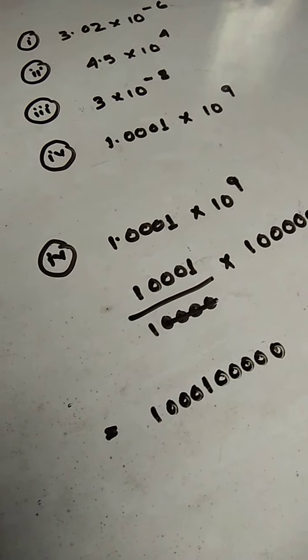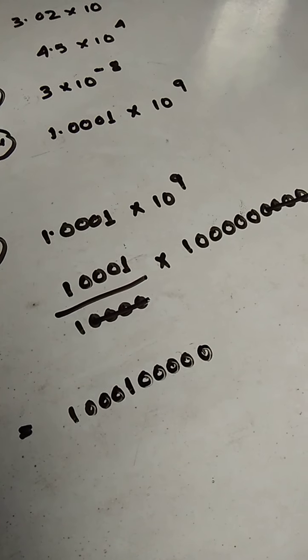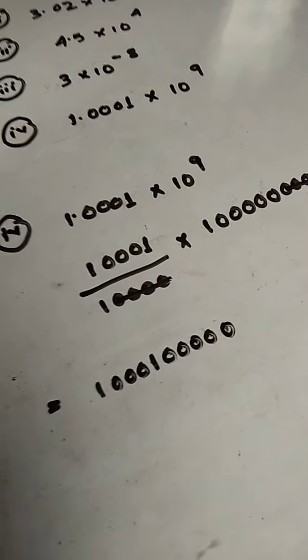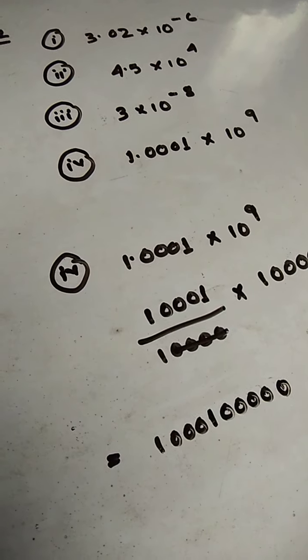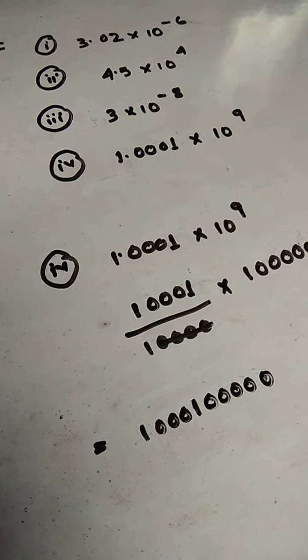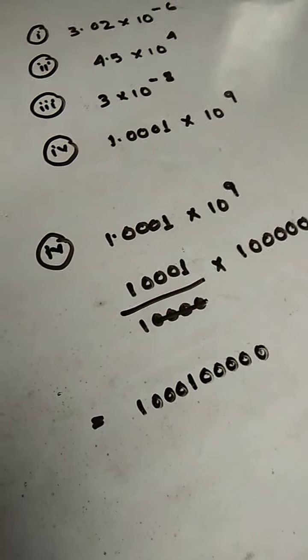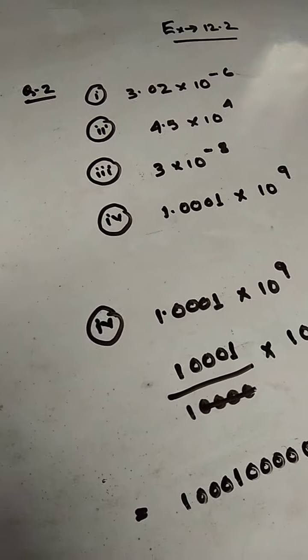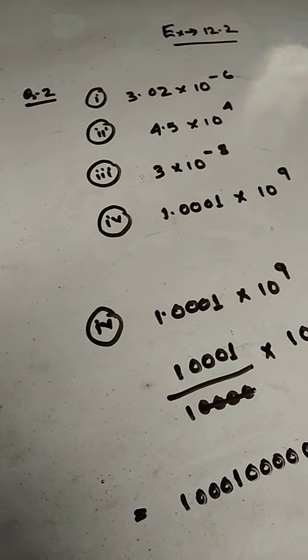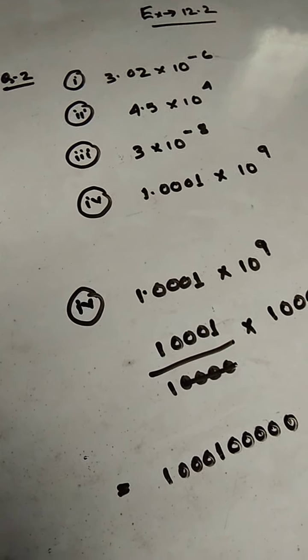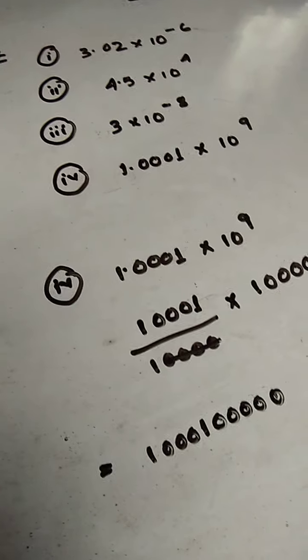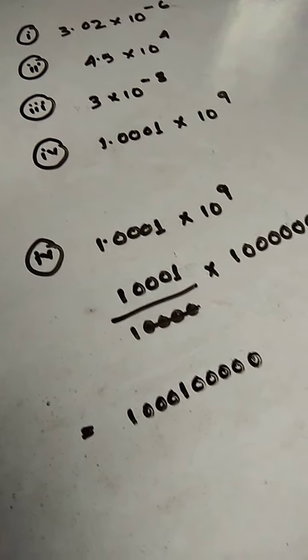Now there are two more sums, 5 and 6 of question number 2, and I believe you can do those two sums on your own. So that's it for today, question number 2 of exercise 12.2. From Monday onwards, we'll start a revision of another chapter.